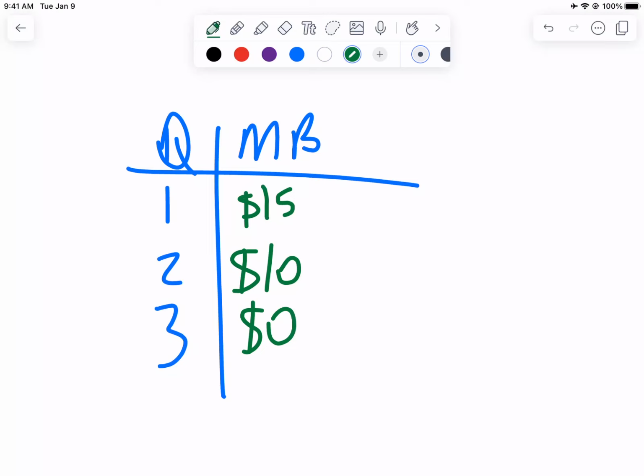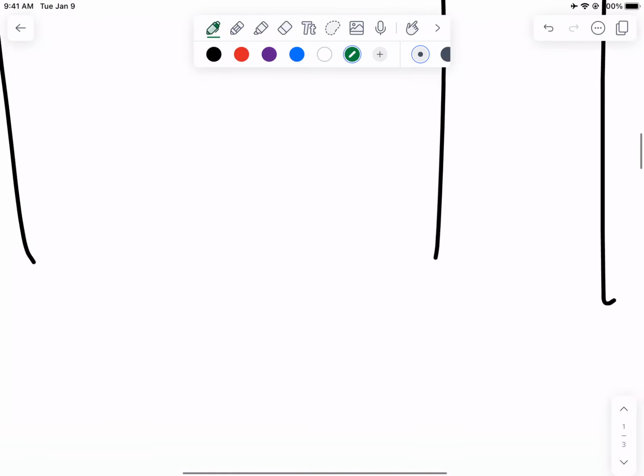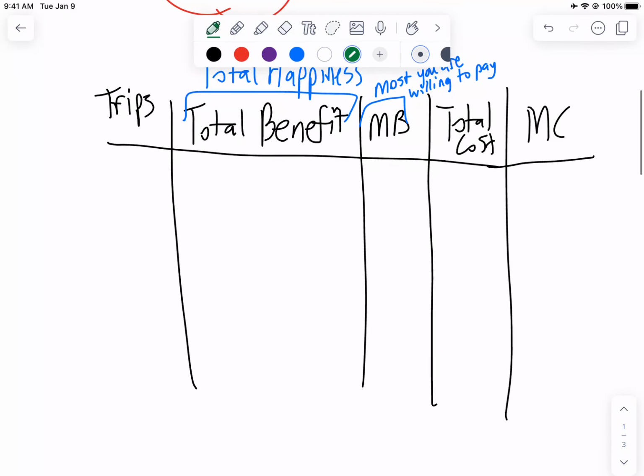So when we're talking about the marginal benefit, it is the most you're willing to pay for that next cup or that next trip or that next whatever. Okay, marginal benefit is just looking at the change in consuming. So for example, when we're talking about trips to the buffet, so let's go 1, 2, 3, 4, and 5 if you're adventurous like me, 5 trips. This is what your total benefit's going to look like.